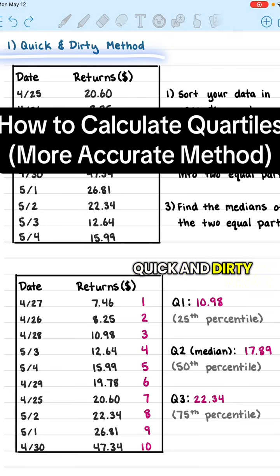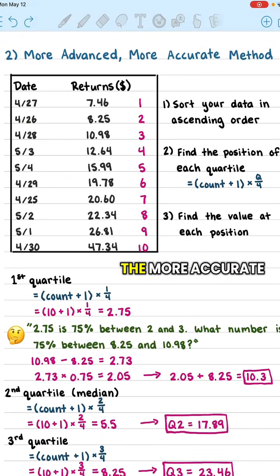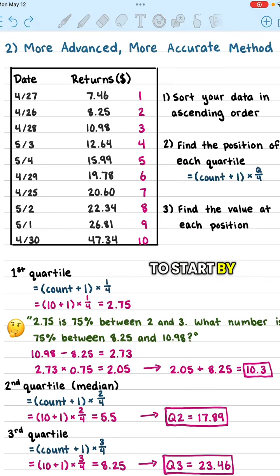So that's the quick and dirty method. It's pretty simple, but it's not the most accurate. So how do we get more accurate? Well, we use the more accurate method. For this example, you're again going to start by sorting your data in ascending order.